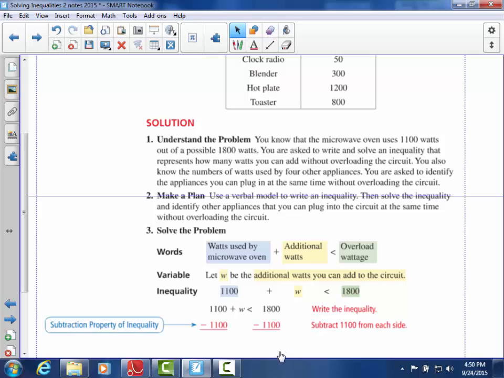And then we solve the inequality using subtraction property. We're going to subtract 1100 from both sides, and we find out that W would need to be less than 700. Okay, so using that information, we can see up here that we could plug in the clock radio and the blender, but not the hot plate and not the toaster.